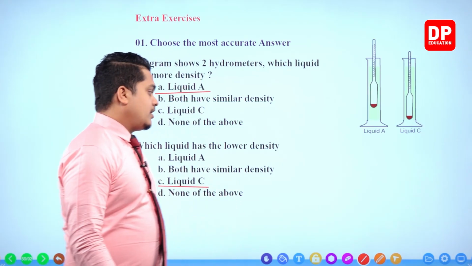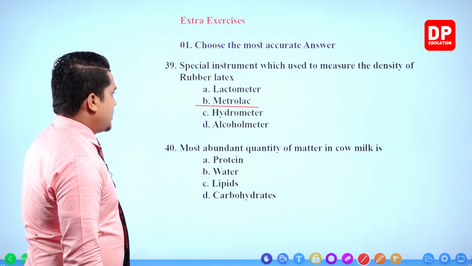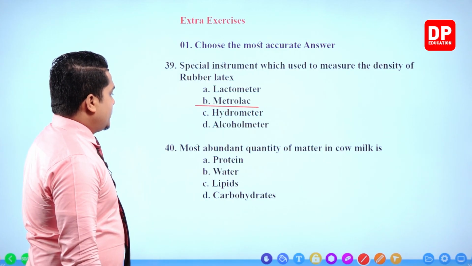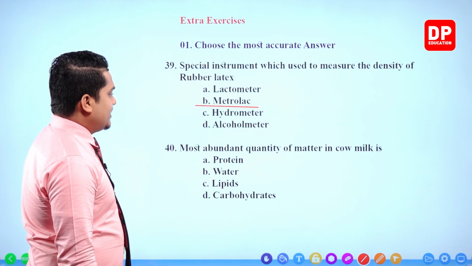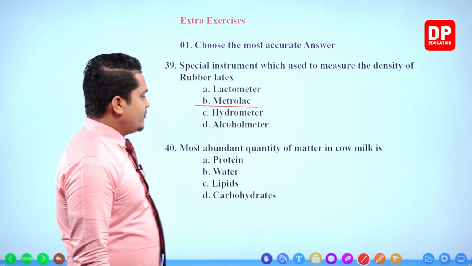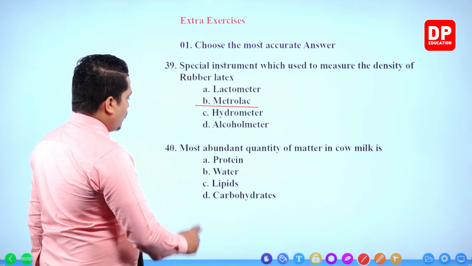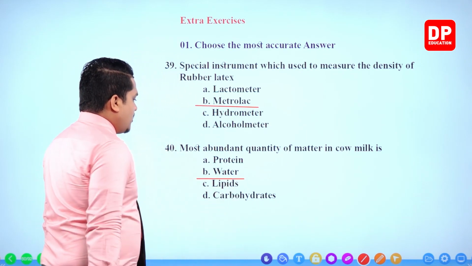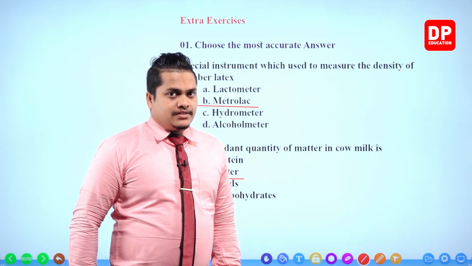Okay. Next one. Special instrument which is used to measure the density of rubber latex. Very simple, my dear children. It should be Metrolac. Next one. Most abundant quantity of matter in cow milk is. You know that 90% of cow milk consists of what? Water, my dear children. Water. Then the other components can be identified only in 10%.